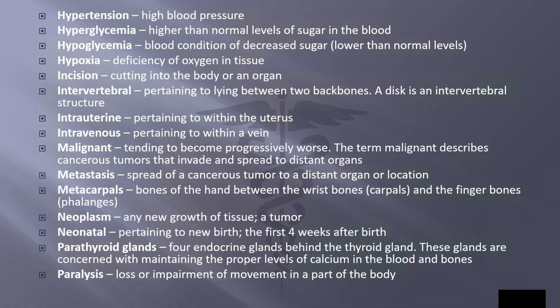Next, meta means change or beyond. Metastasis is the spread of a cancerous tumor to a distant organ or location. So this term literally means a change of place. Stasis means place. It is the spread of a malignant tumor from its primary or original place to a secondary location in the body. Figure 4.8 shows an image of metastasis. Note the difference between a primary breast cancer and breast cancer that has metastasized to the lung.